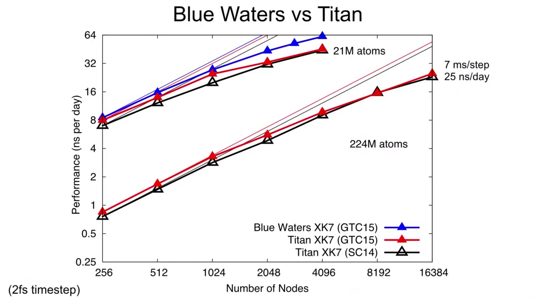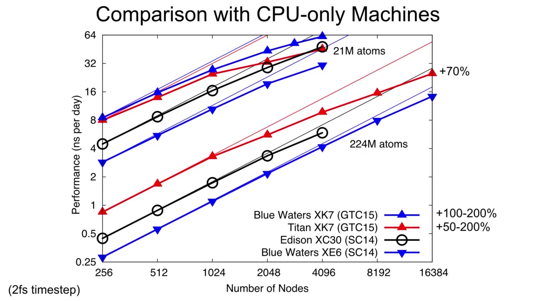Okay, if we compare this with some CPU-only machines, we'll put Edison back on here. And these are SC14 numbers, so there haven't really been any tuning for the CPU version that should affect performance. But as you can see, we are now on Blue Waters beating XC30 on 4,000 nodes. So we're very happy with that. Titan isn't quite there, but it's pretty close. And the overall speedup from the GPU accelerated version, the XK7 versus the equivalent XE6 on Blue Waters, is 2 to 3 times as fast. Titan, 3 times as fast, down to maybe only 50% faster, but for the largest system full scale, still worth 70%. So GPUs, still a good idea.